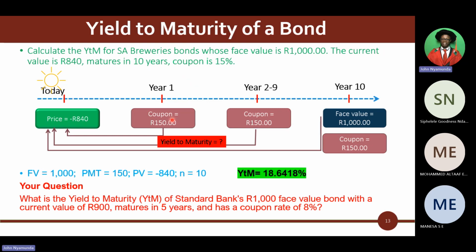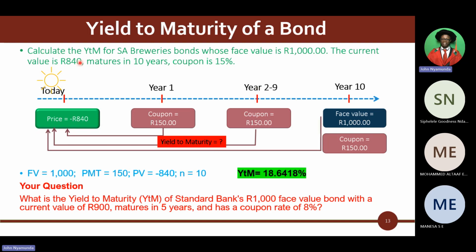Yield to maturity. The bond's yield to maturity. Calculate the yield to maturity of SA. When you're trying to find yield to maturity, we're trying to find that discount rate, this thing. We are given everything else, but we are looking for this unknown there.